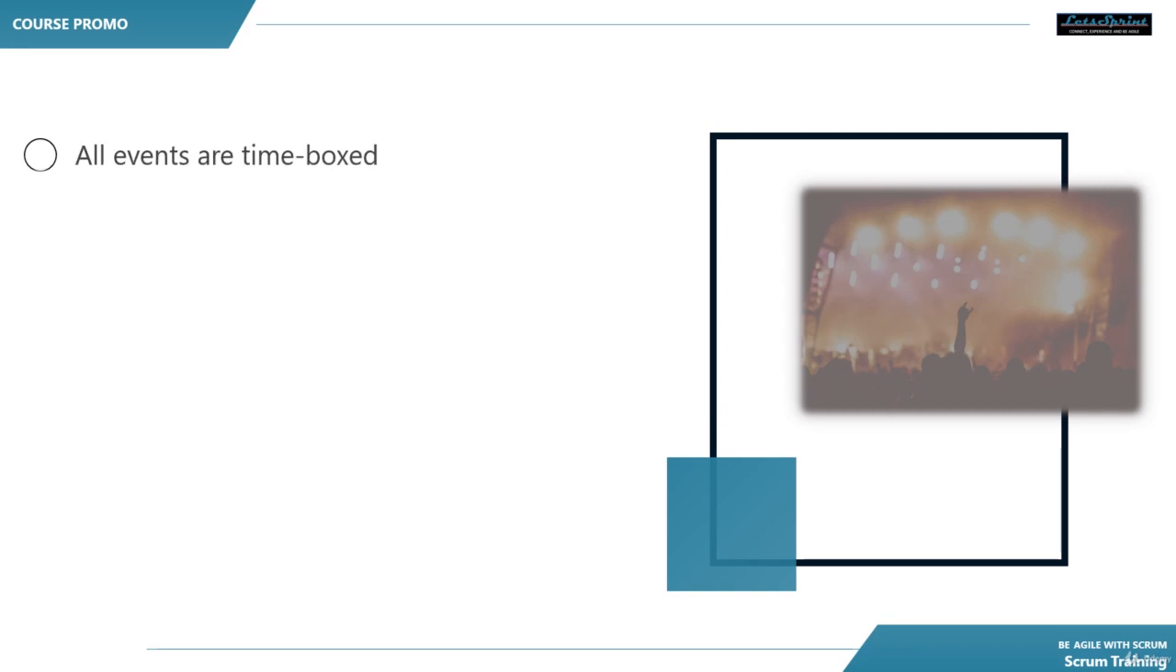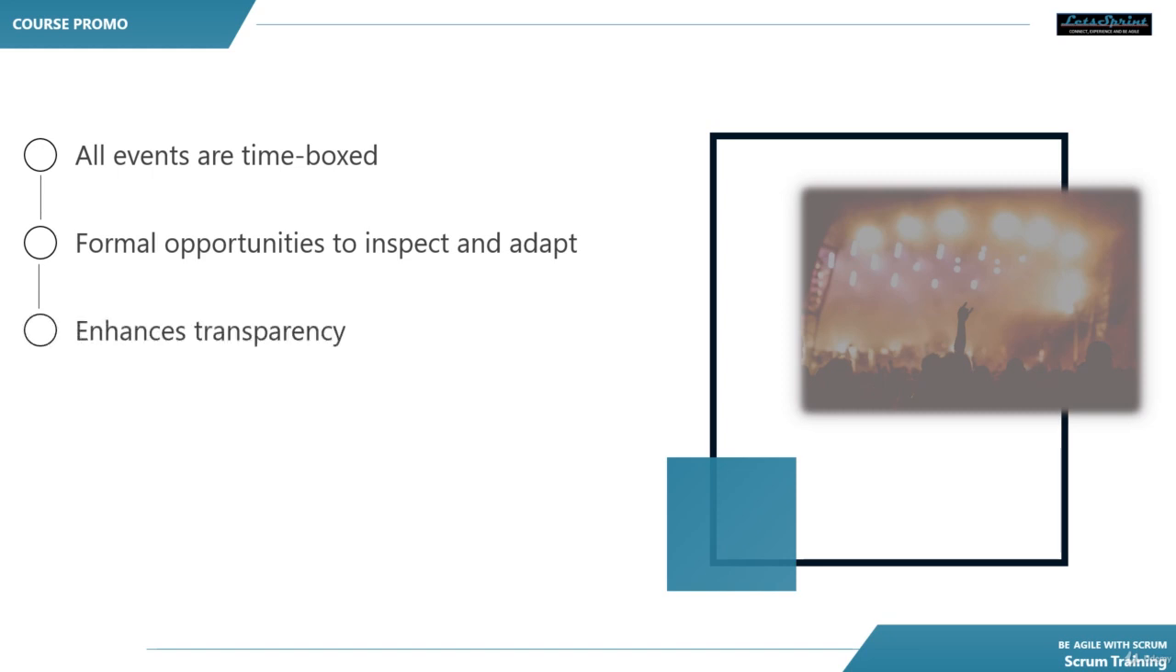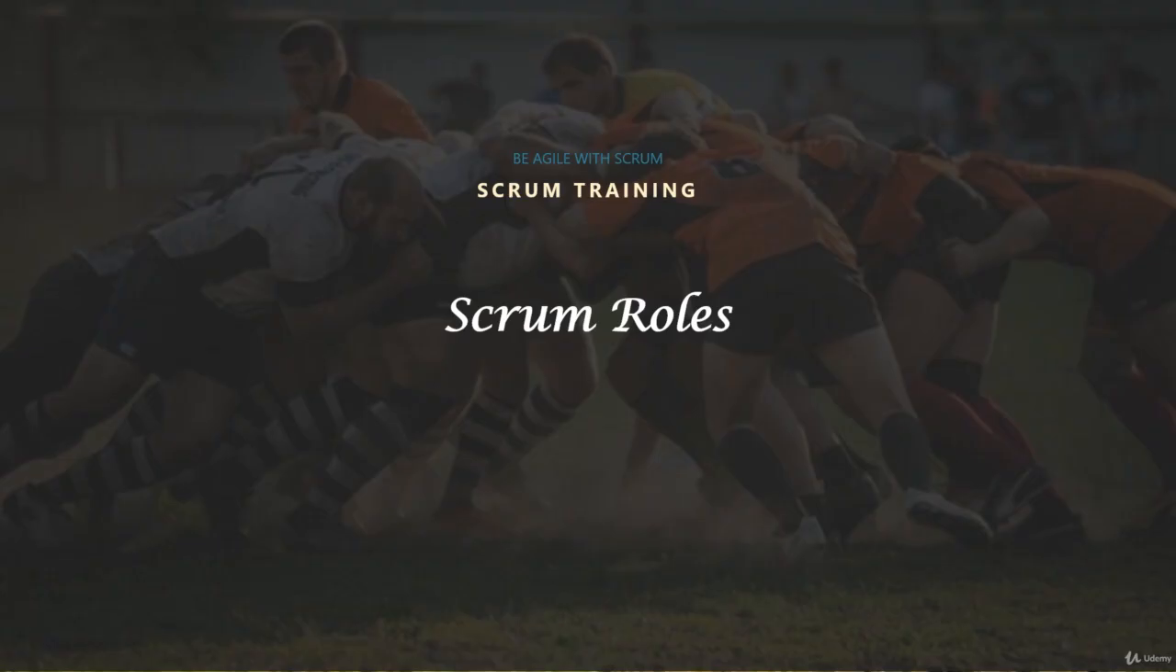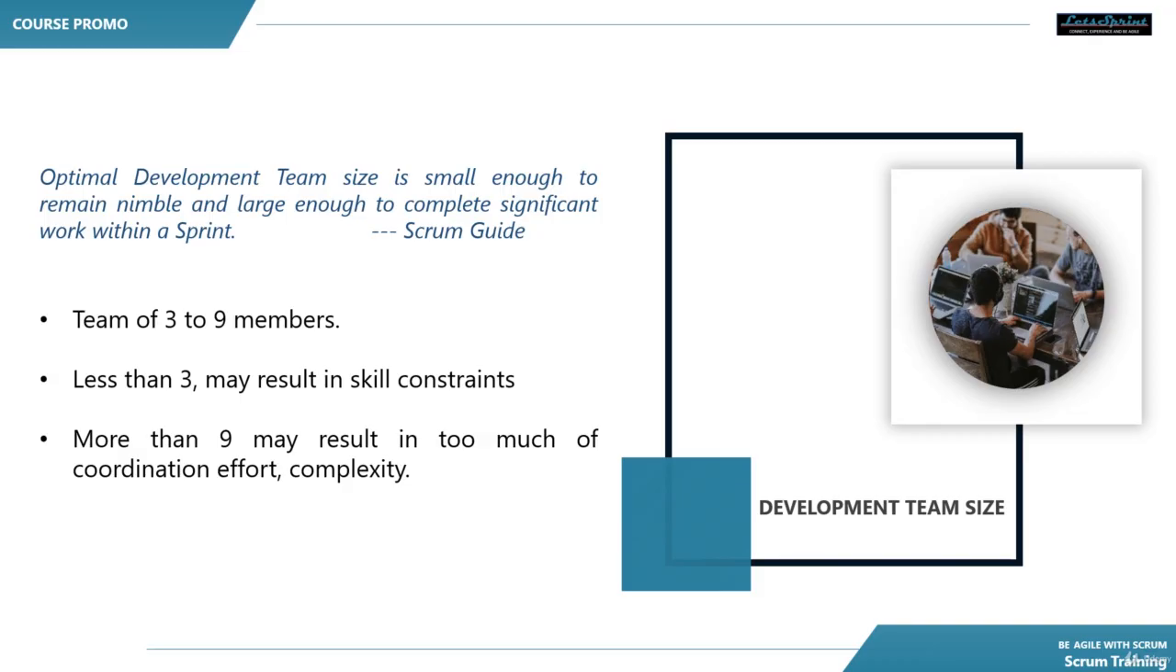All events are time-boxed, that is, every event has a maximum duration. Once a sprint begins, its maximum duration is fixed. The Scrum Guide says the optimal development team size is small enough to remain nimble and large enough to complete significant work within a sprint.